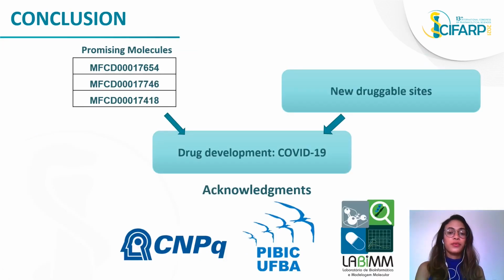So, as a conclusion, all data were useful because they were able to identify promising chemical molecules with favorable interaction energies and affinity ratios, such as ligand efficiency and lipophilicity-corrected ligand efficiency. We were also able to identify new druggable sites in spike, as well as important results for the interaction with the ligands. Thus, we hope that our results will aid drug development for COVID-19 treatment.